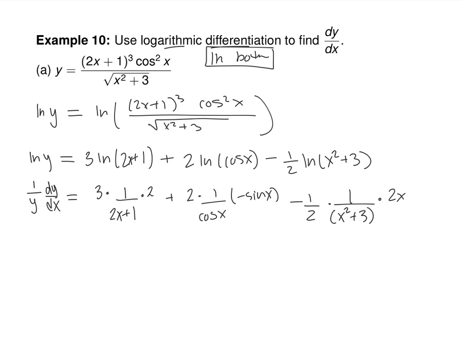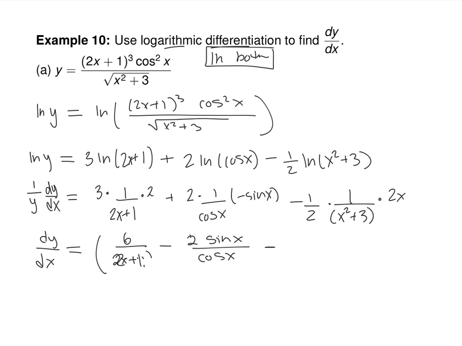And now I'm going to be slightly lazy and do 2 steps at once. I'm going to multiply the y over, well, actually I'll write them both down. You can do this in one step if you want. So that first ratio is 6 over 2x plus 1, right? Okay, the second ratio is, you could say negative 2 sine over cosine, or you could say negative 2 tangent. I'm not going to dock you if you don't say tangent, but you could say tangent.